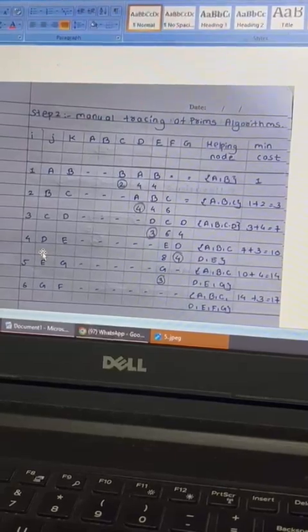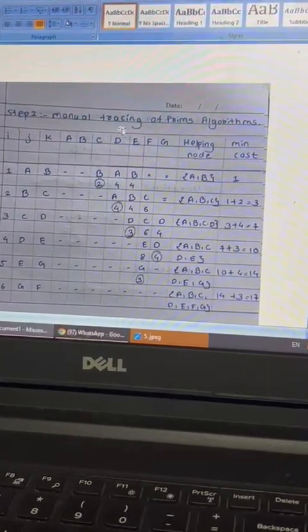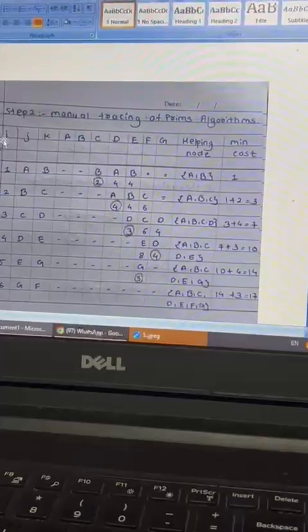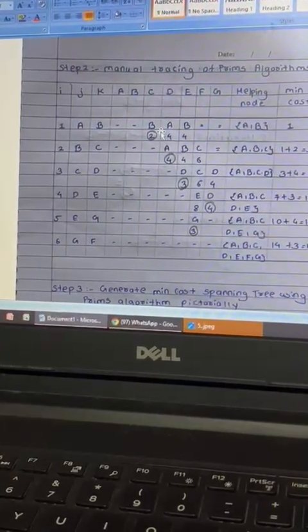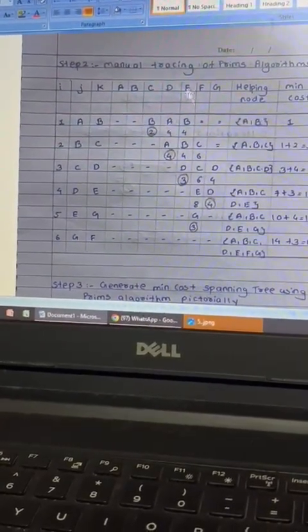Then moving into step 2, here is the manual tracing of Prim's algorithm, where i is considered as iteration, j and k are vertices, and these all are the nodes, the helping node and the min cost node. Here I will explain the first one, which is A and B. Why A and B? Because these are the minimal nodes here. Then C is considered as B, D is considered as A, and E is considered as B. And A, B is considered as the minimum node, which has the minimum cost of 1.